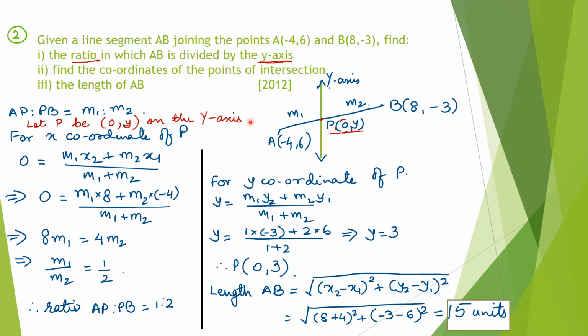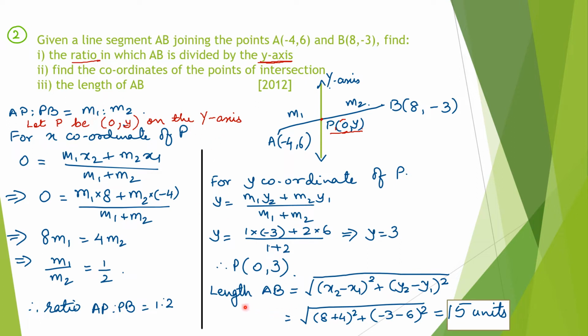Next, now that I know m1 and m2, I have to find out what is the y coordinate. So for the y coordinate, I use the same formula. y is equal to m1y2 plus m2y1 upon m1 plus m2, and I get y is equal to 3. Again, if you leave it as y is equal to 3, you will lose out on your marks. You need to write down the coordinates of that point of intersection. That is, you have to write P 0, 3. You have to write the whole thing with the brackets, 0, 3.